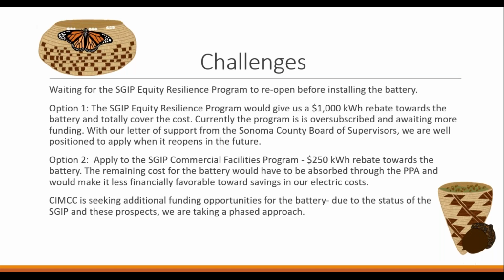With the SCHIP, you can only apply to one of the 2 programs. The first program, which is the Equity Resilience Program, again, is oversubscribed, and there's really no prediction on when it's going to be funded and how long that's going to take and how much funding is going to be available. So it's kind of a gamble to wait on that. However, it would reimburse the battery 100%. The other option is the commercial facilities program, and there is more potential there. However, you're really only looking at about 40% in reimbursement.